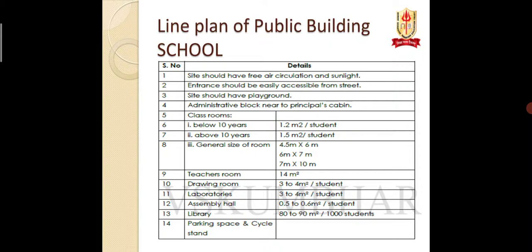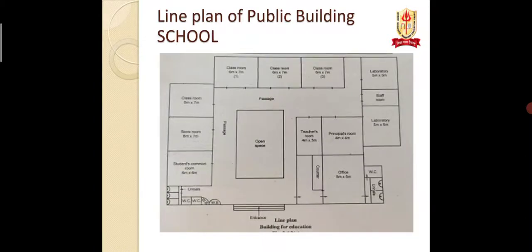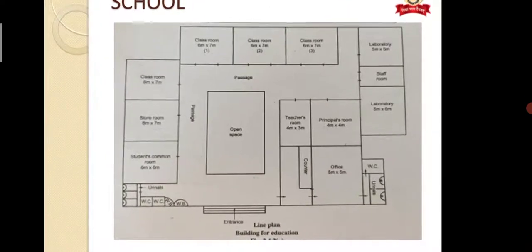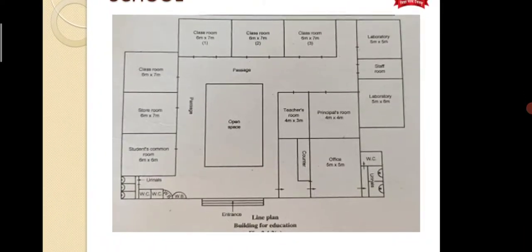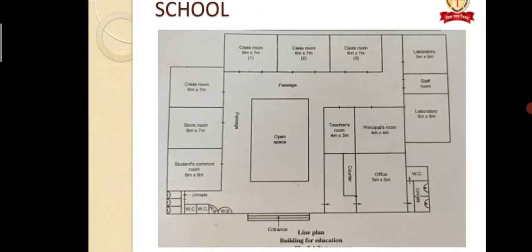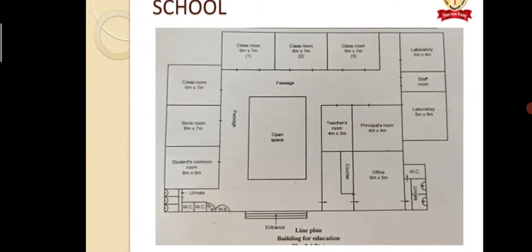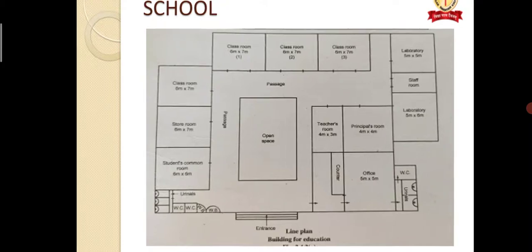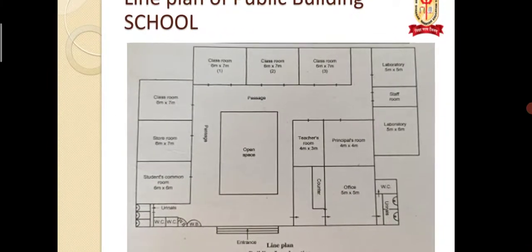And then we should provide a parking space, cycling stand, etc. So how can we plan like this? As you can see, the teacher's room, principal's room and office are kept side by side. There is an open space passage also, so that the students can move freely. We place a classroom near the teacher's room.